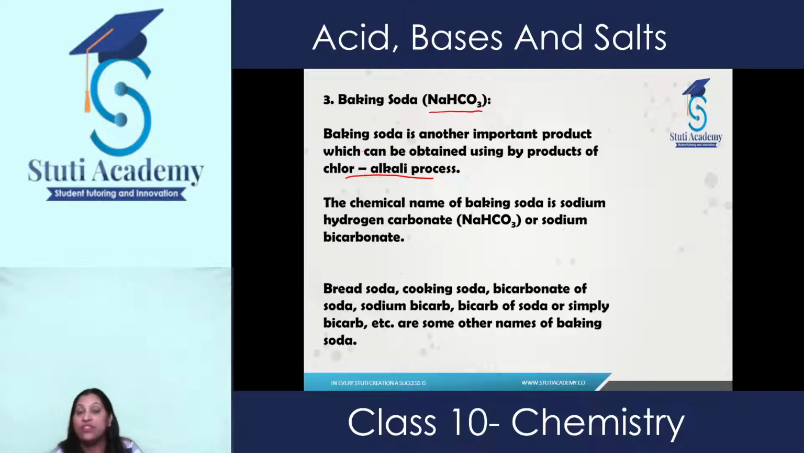And the chemical name, an extremely important question, the chemical name of baking soda is sodium hydrogen carbonate or sodium bicarbonate. And we use this baking soda in making cakes, bakery products, or in making some other sodas also. It is used as an antacid when we have acidity due to indigestion. We use this baking soda as a fire extinguisher also. We'll discuss these uses later.